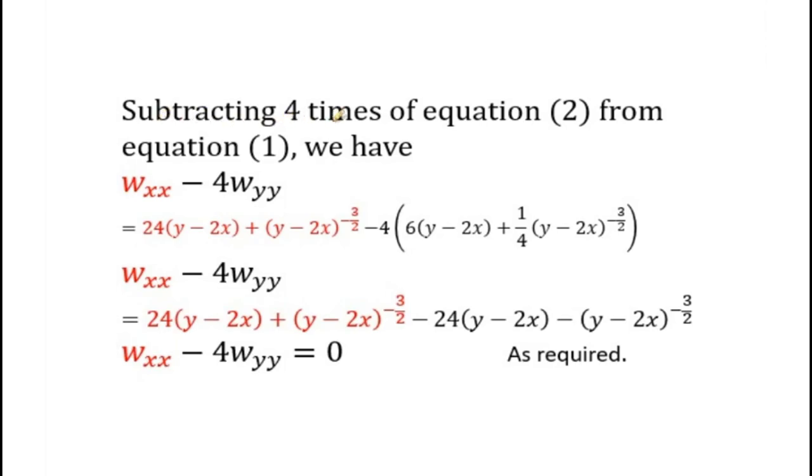Now subtracting 4 times equation 2 from equation 1, we have w_xx - 4w_yy is equal to 24(y - 2x) + (y - 2x)^(-3/2) minus 4 times the value of w_yy, which is 6(y - 2x) + (1/4)(y - 2x)^(-3/2).